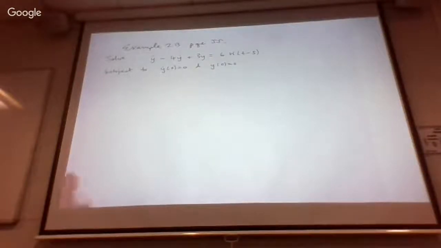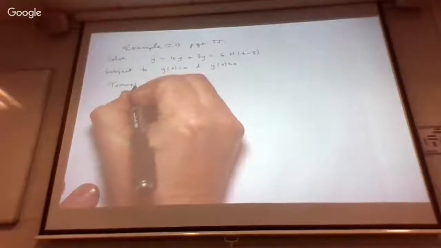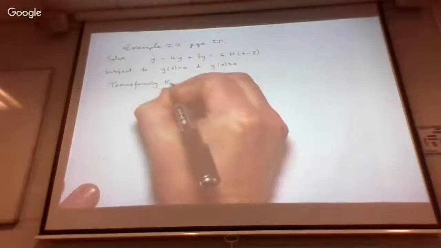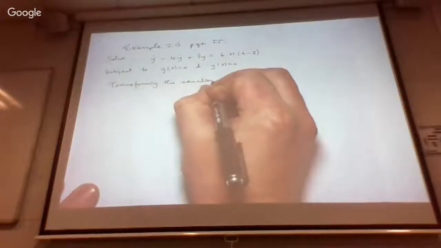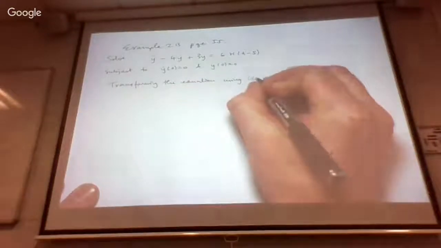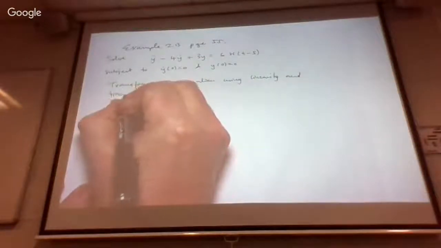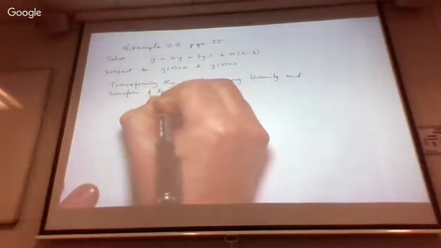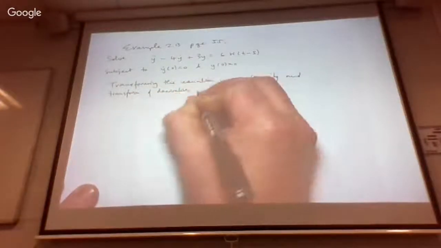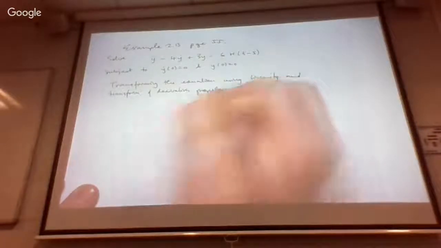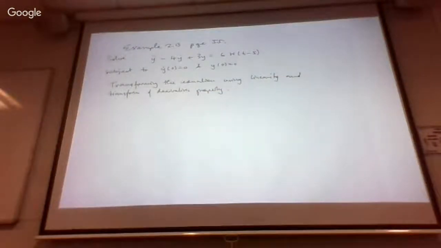Okay, so transforming the equation. It's good to indicate what's going on. We're using the linearity and the transform of derivatives property. The transform of derivatives properties are summarized on the table of Laplace transforms. The linearity isn't mentioned on the table because it's so ubiquitous. The Laplace transform is linear. It's built out of integration, which is a linear operation.